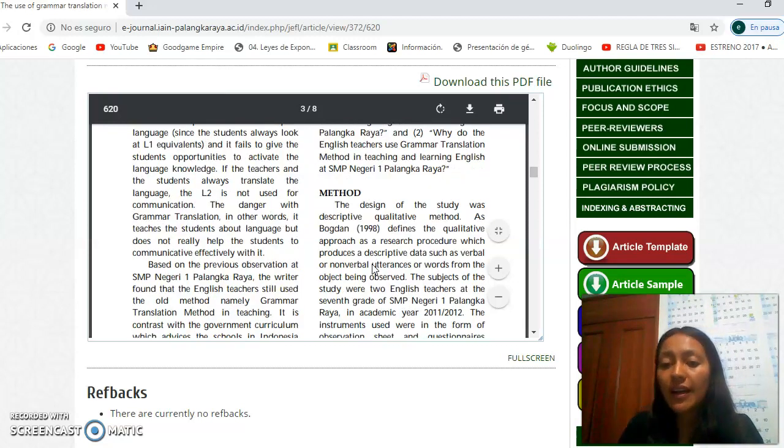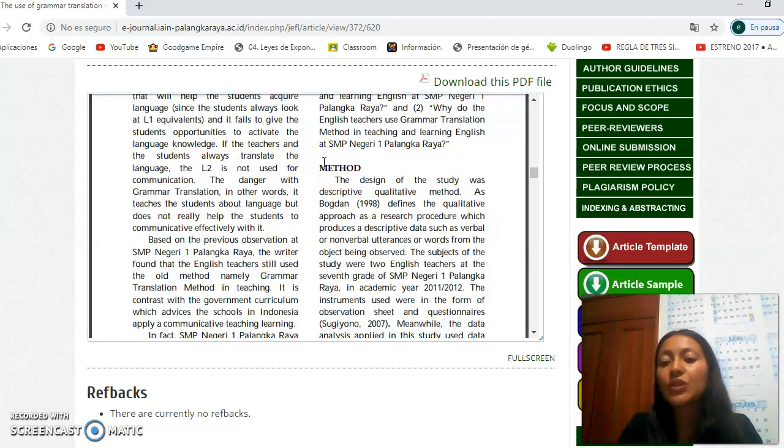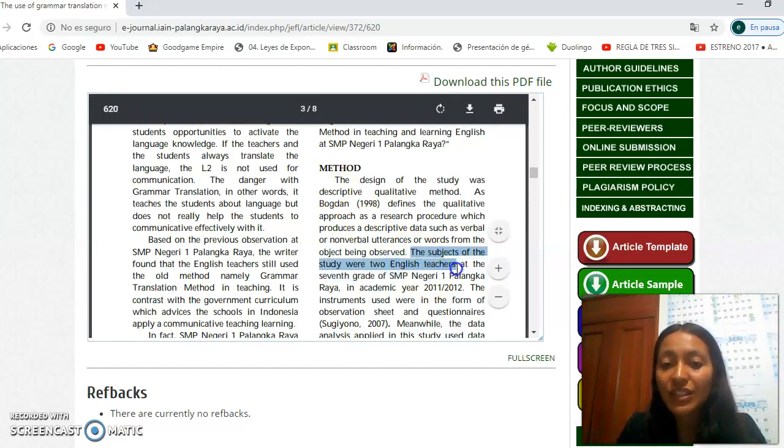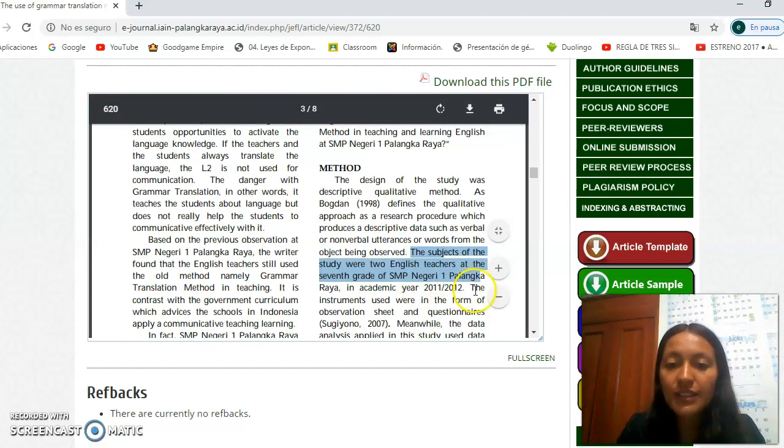Taking into account that he put this item, method, in which he tells with some details the methodology that he used for the research. For example, here it said that the subjects of the study were two English teachers at the 7th grade of the school in the years from 2011 to 2012. Also, he said that the instruments used were in the form of observation sheet and questionnaires.